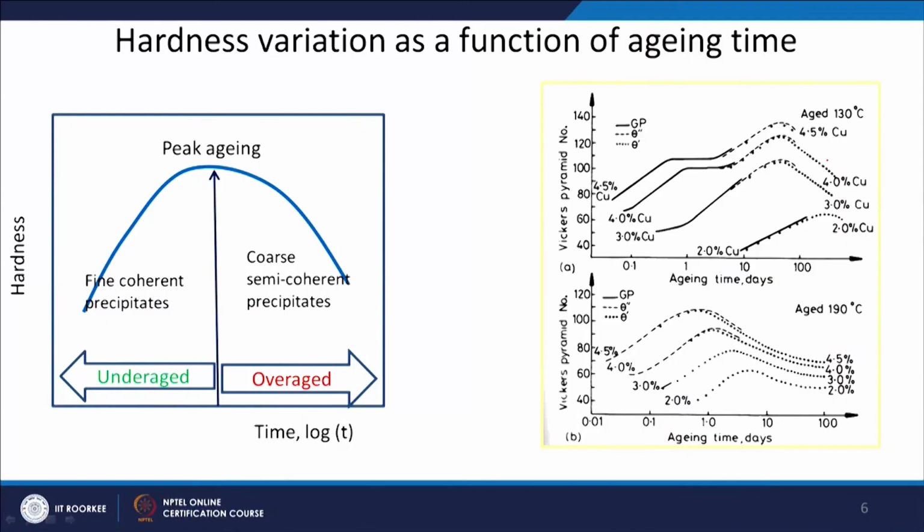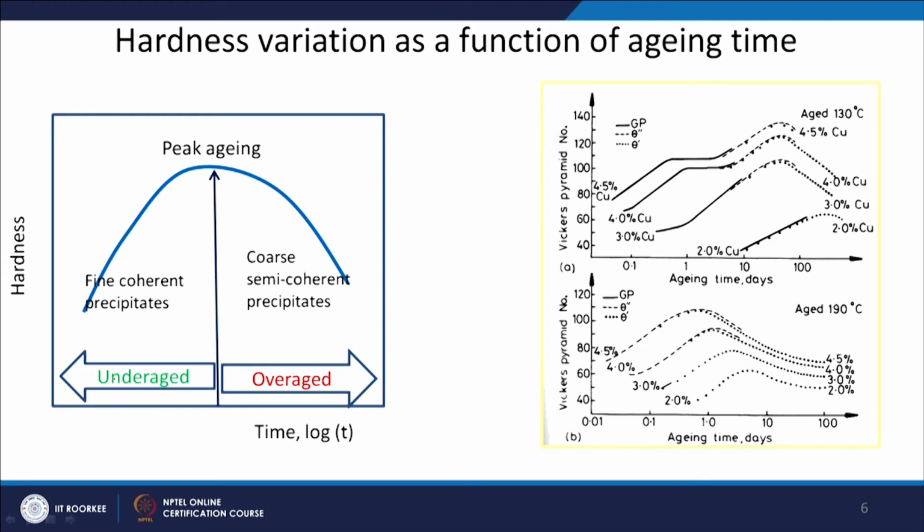So, these are the steps involved, and because of these steps, this is how the hardness of the material will be changing. Hardness variation as a function of aging time. Initially it will be GP zone, fine coherent precipitate, which will be forming, and because of that the hardness or the strength of the material will be increasing. After some time the coarse semi coherent or incoherent precipitate will be forming, and then again the hardness will come down. So, this is called the peak aged condition where you get the maximum hardness.